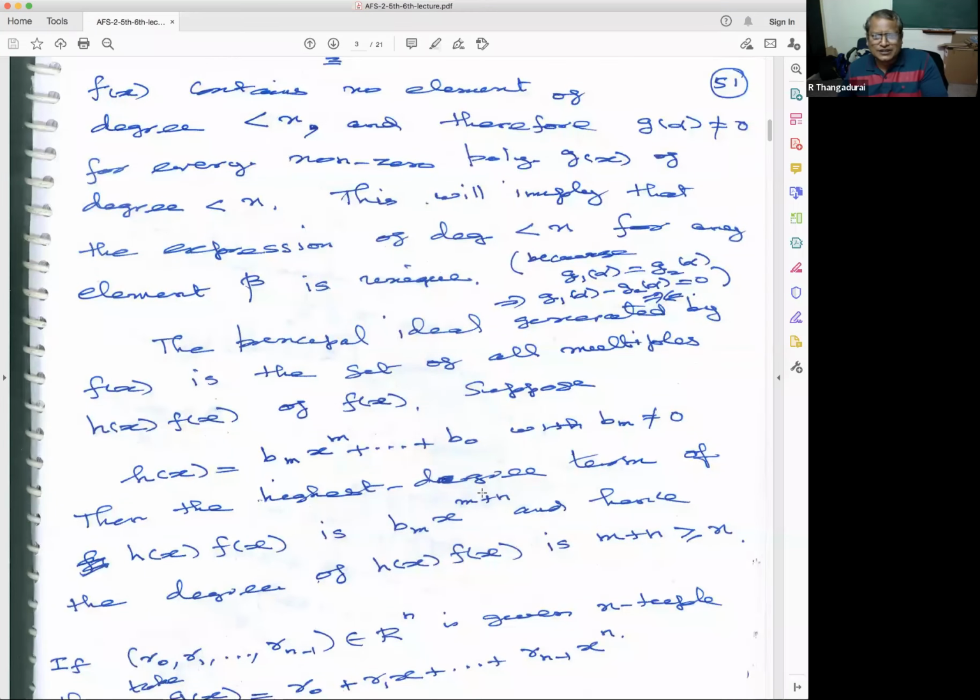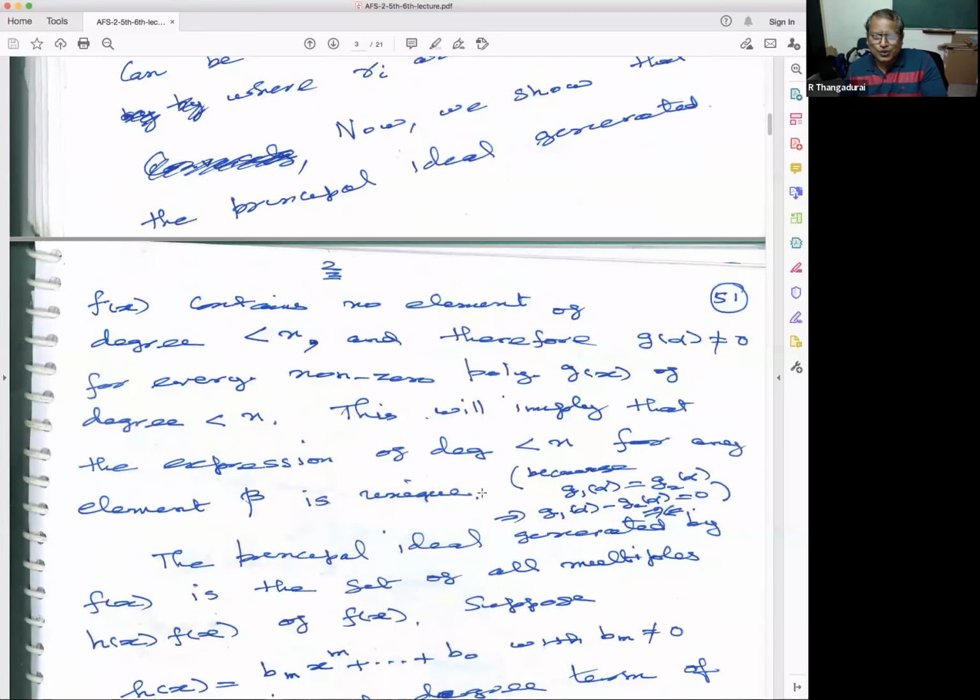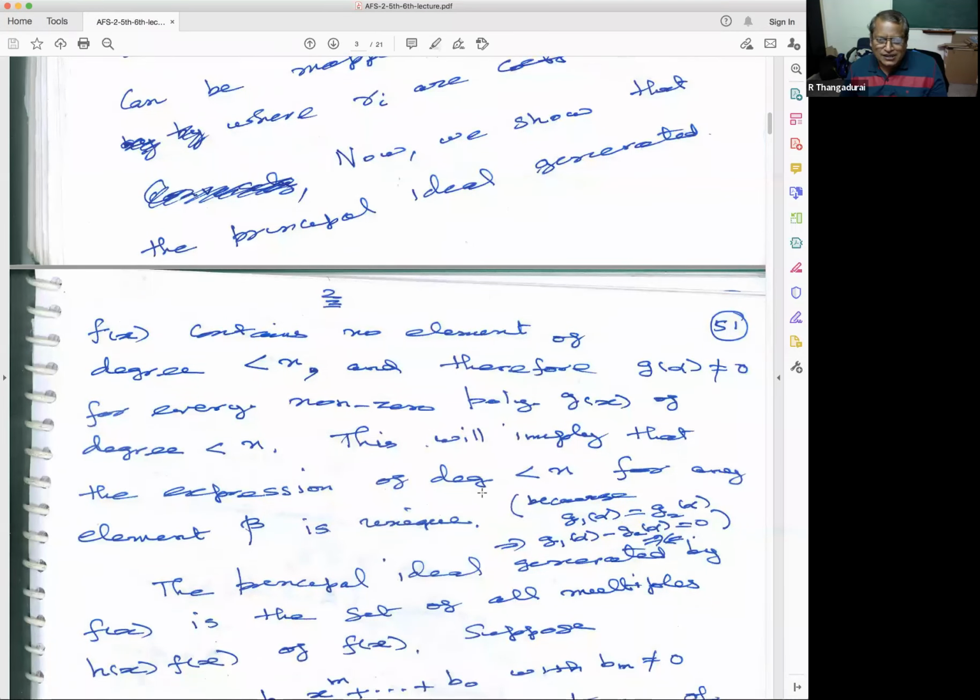So this is the last line. Now we show that the principal ideal generated by f of x... Why are we looking at the principal ideal? Because R of alpha is isomorphic to R[x] modulo the principal ideal generated by f of x. That is the way R of alpha is defined. The principal ideal cannot contain any element of degree strictly less than n.